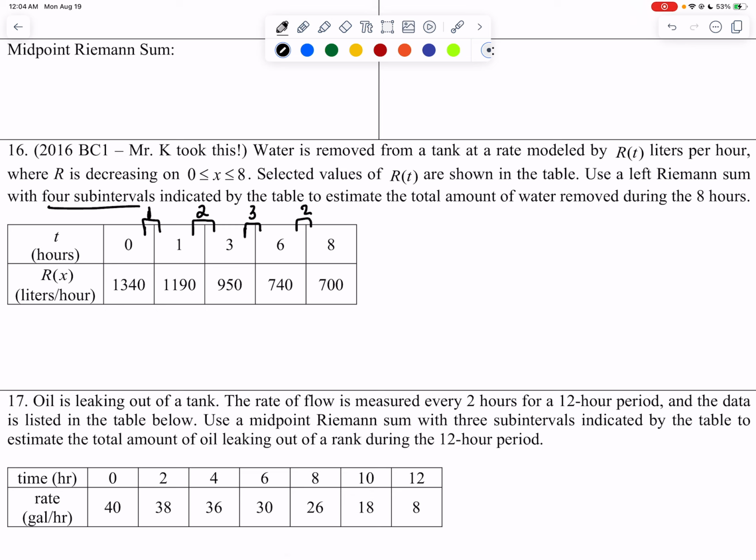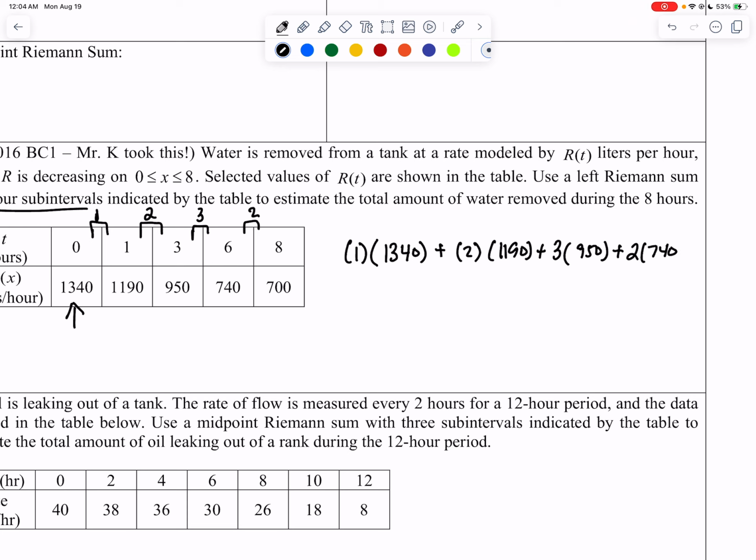Now remember, since this is a left Riemann sum, I'm going to start at my leftmost value and then work my way down to the right. So I'm going to have 1 times 1340, 2 times 1190, 3 times 950, and then 2 times 740. And this right here is going to be my approximation for the total amount of water removed during the 8 hours.